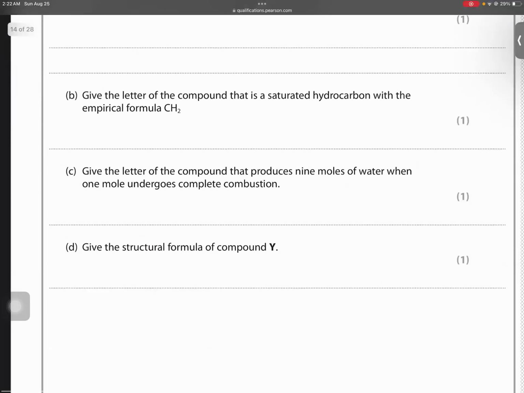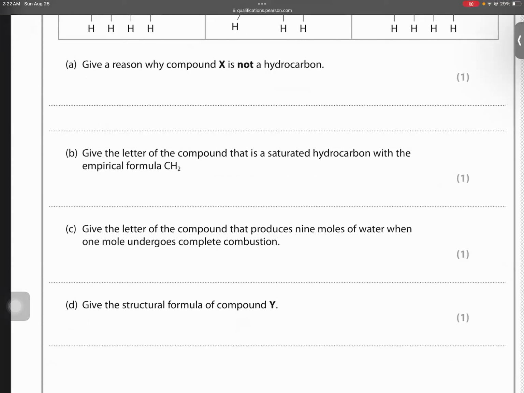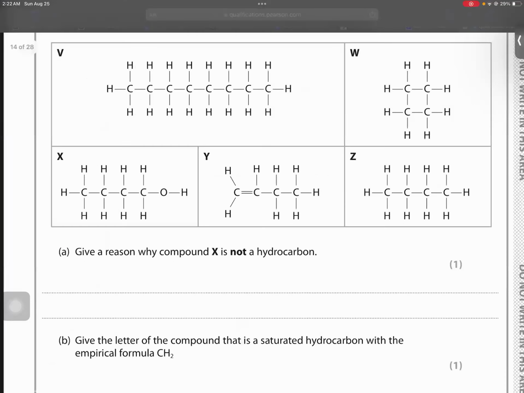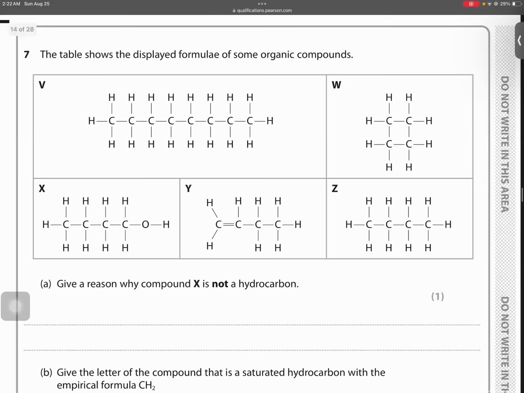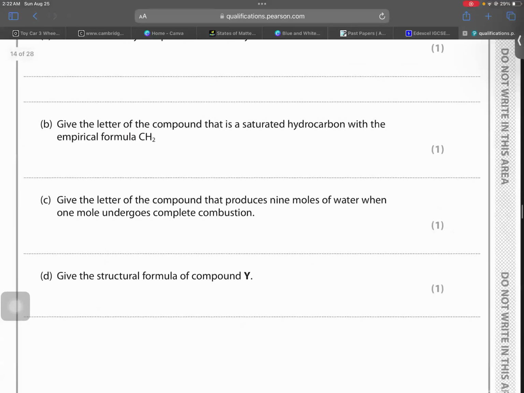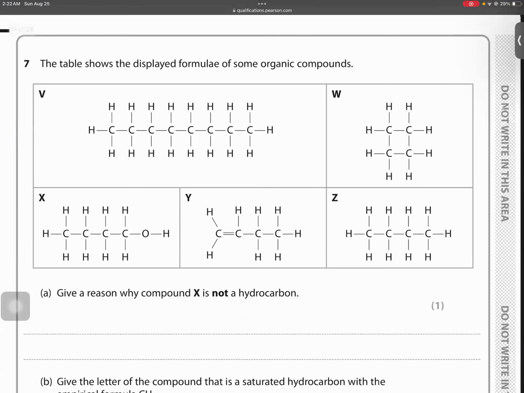So D part. Quite confusing question, right? Give the structural formula of compound Y. So there's 4 carbon to 8 hydrogen. You are saying molecular formula. They are asking structural formula.